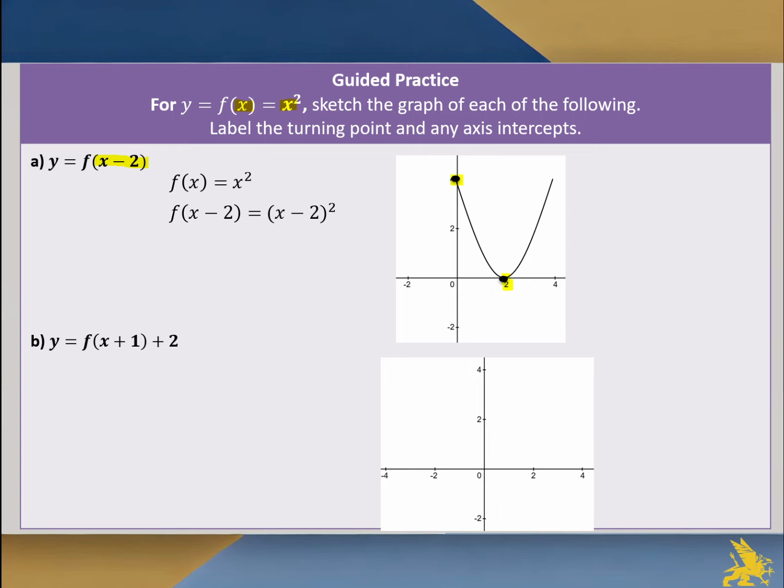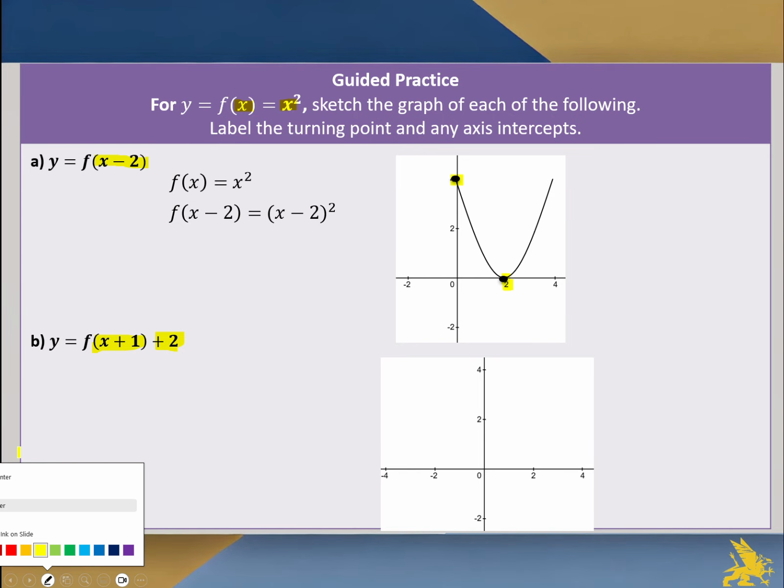Let's have a look at the next question. The next question is slightly different. It's just saying wherever I see an x, I'm going to be substituting x plus 1. So I can see that right here. We talked about that. But then it's saying after I've put that into my function, at the end of the function, what am I doing? I'm going to be looking at the plus 2. So I'm going to be adding the plus 2. That means that is giving us a vertical translation.